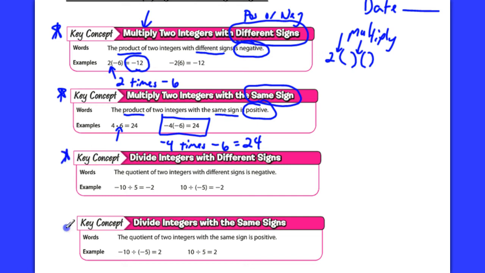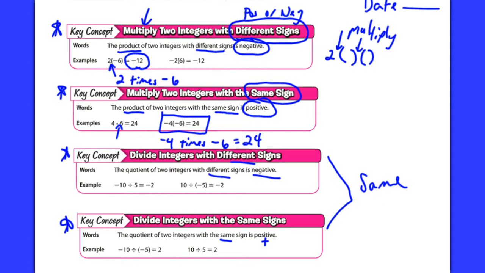Easy part for us, the reason we are combining multiplication and division is because the same rules apply when you divide. Dividing with different signs is negative. Dividing with the same signs is positive. Look at this right here. Negative 10 divided by negative 5 equals positive 2. See it? Negative 10 divided by negative 5 equals positive 2. Look at it. Think about that. You'll need to remember that.